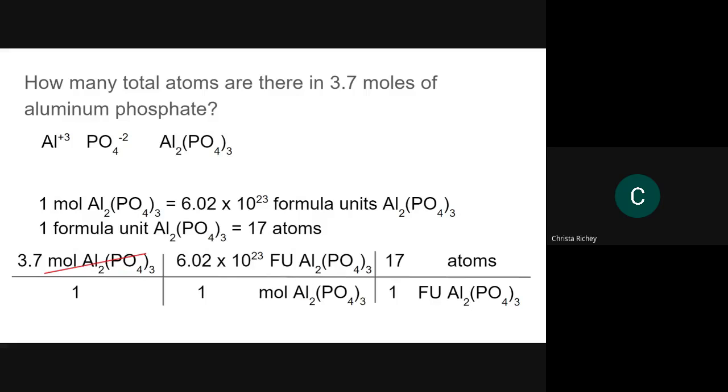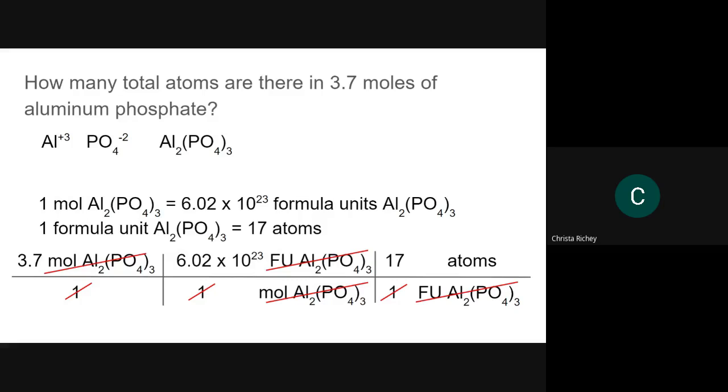So I know I can cancel out moles of aluminum phosphate. I can cancel out formula units of aluminum phosphate. You do not need to multiply or divide by 1, and this becomes a pure multiplication problem. So we're going to make sure we can put this in the calculator. Come on, phone, wake up. All right, so I'm going to clear it out and get my scientific calculator.